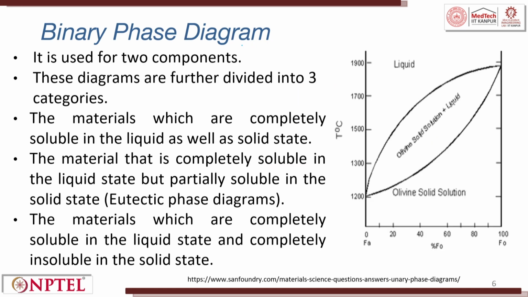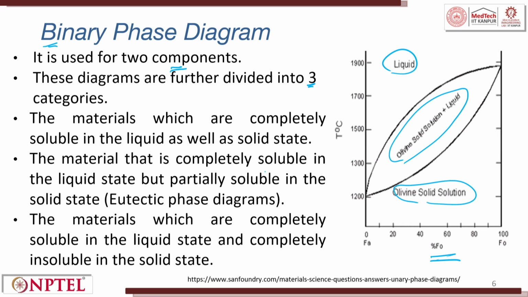Binary phase diagram. Binary phase diagram means there are two components. These diagrams are further divided into three categories. The first is the materials which are completely soluble in liquid as well as solid state. So, here it is liquid, here it is solid solution, and here it is solid solution plus liquid. Here it tries to talk about temperature with respect to some percentage. So, the materials which are completely soluble in liquid as well as in solid state.